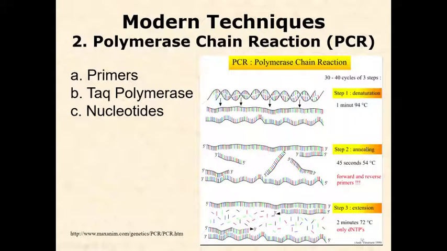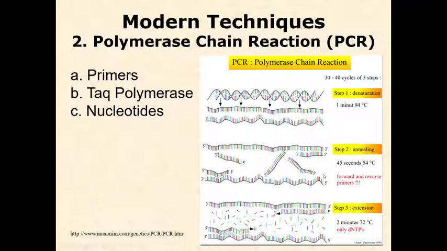We then heat it back up a little bit to 72 degrees Celsius. This is the optimal temperature for our polymerase to work. And so at this temperature, the polymerase begins to make copies. And we make a copy of that strand. And we do this over and over and over again.